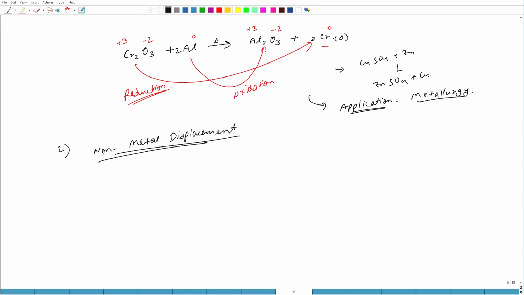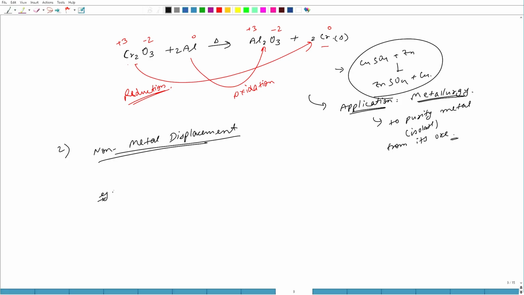You might have studied, or you might study in the higher classes, I think class 11th, the topic of metallurgy, where this displacement reaction is one of the good methods to purify a metal or to isolate a metal from its ore. Pure metals can be obtained from the ore using these metal displacement reactions. Now, carrying forward to non-metal displacement. Let us do one of the examples, then we will better be able to understand.